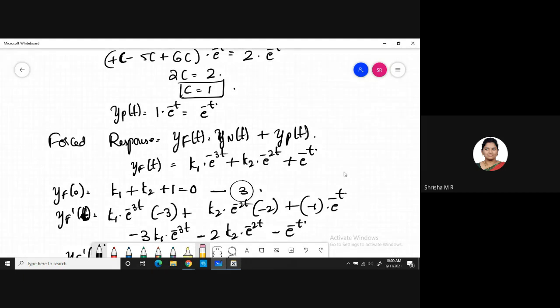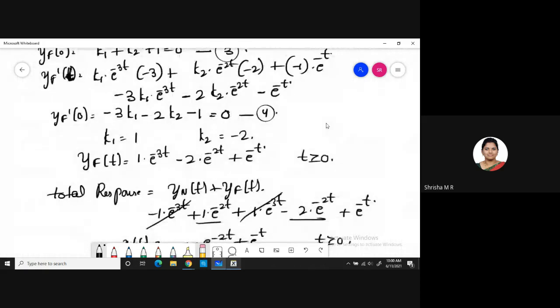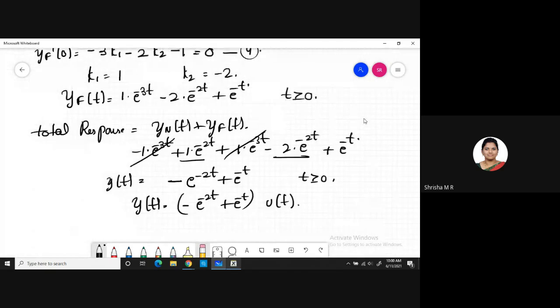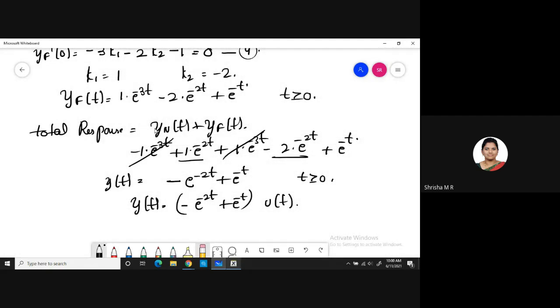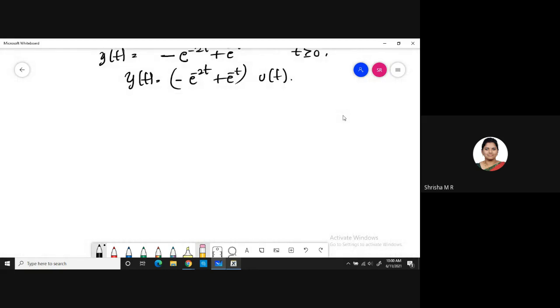When you're finding the forced response again, don't substitute the k1 and k2 values you got in the natural response. This time you have to take initial conditions as 0 and find k1 and k2. After finding k1 and k2, get the forced response and add the natural response which you had got previously along with the forced response. That will be the total response. Okay, so take down one more problem today.